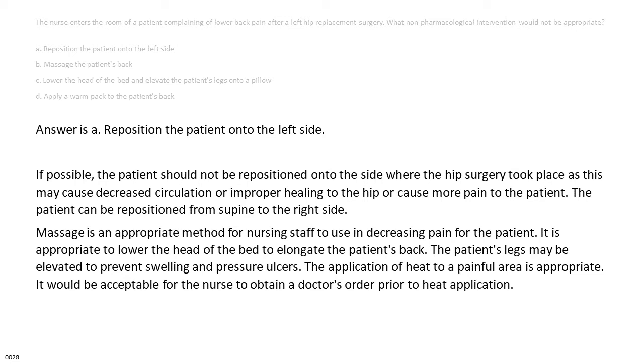Massage is an appropriate method for nursing staff to use in decreasing pain for the patient. It is appropriate to lower the head of the bed to elongate the patient's back. The patient's legs may be elevated to prevent swelling and pressure ulcers. The application of heat to a painful area is appropriate. It would be acceptable for the nurse to obtain a doctor's order prior to heat application.